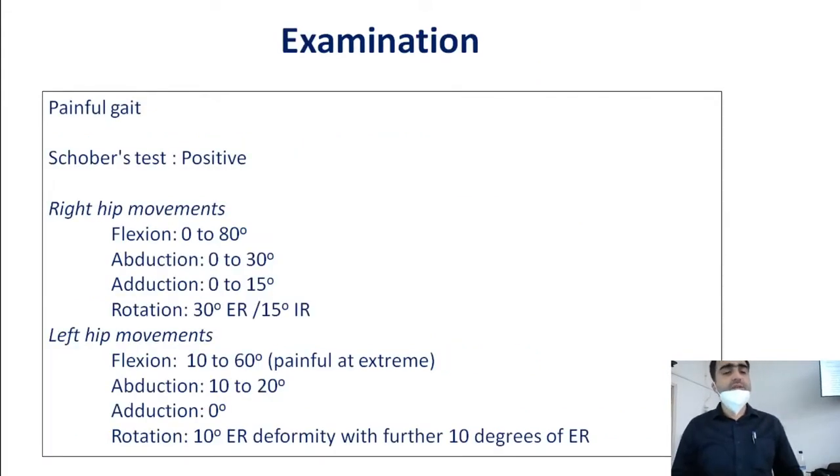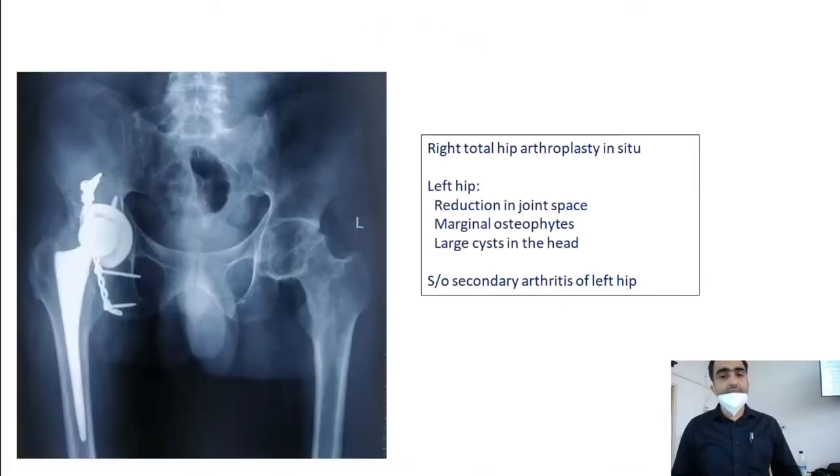On physical examination, he had a severely painful gait with decreased stance on the affected side. Schober's test was positive. The right hip movements were fairly normal, as a total hip arthroplasty would behave. On examination of the left hip movements, for flexion, there was a fixed flexion deformity of 10 degrees with further flexion up to 60 degrees, and it was painful at extremes. He had an abduction deformity of 10 degrees with further abduction up to 20 degrees. There was no adduction. He had a 10-degree external rotation deformity with a further 10 degrees of external rotation.